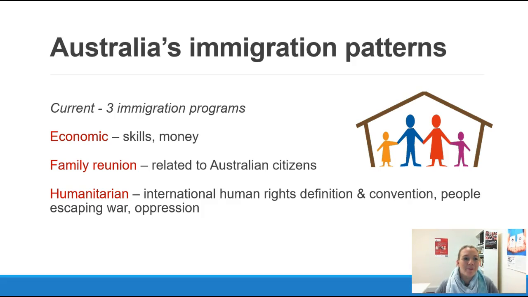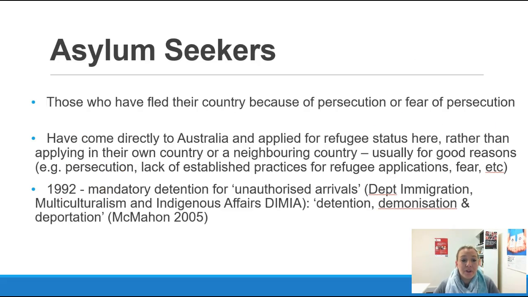But I'm not here in this lecture today to have those debates, and we all have our different opinions and there's research surrounding this. But please, if you do feel strongly or you want to share, do so. So asylum seekers are those who fled their country because of persecution or a fear of persecution. They've come directly to Australia and they're seeking refugee status here.